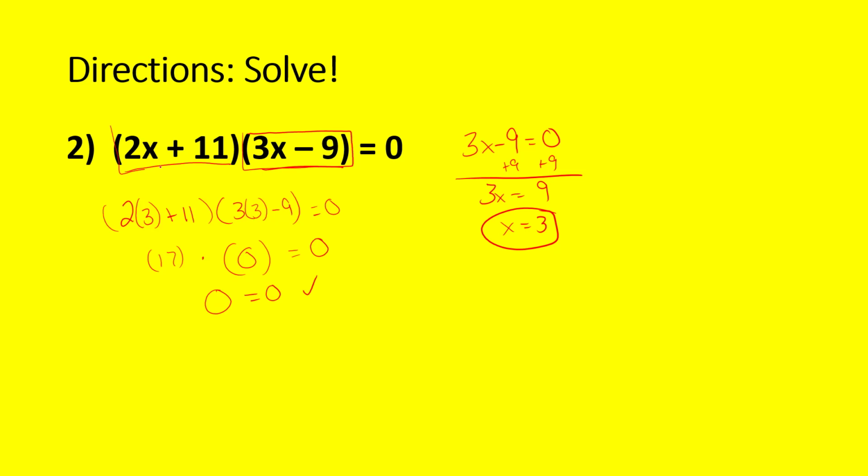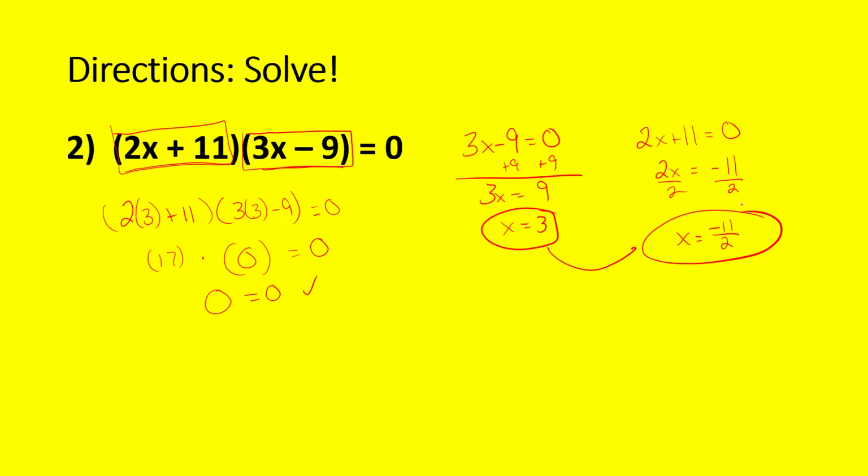We want to take our other factor and set it equal to 0. 2x plus 11 is equal to 0. Subtract 11 from both sides, and 2x is equal to negative 11. Divide by 2 on both sides, and x is equal to negative 11 halves. So now we have two solutions.